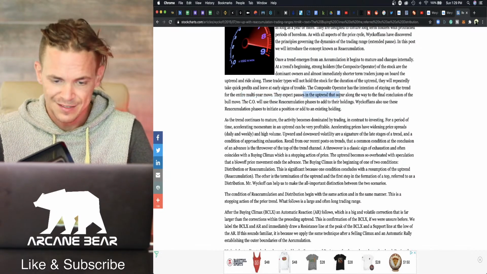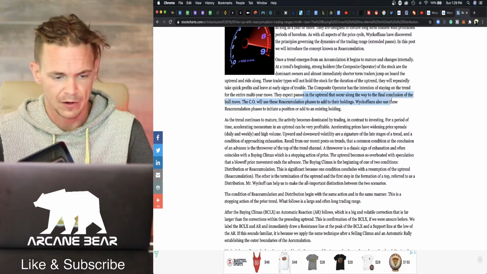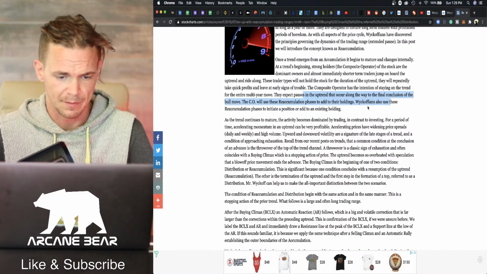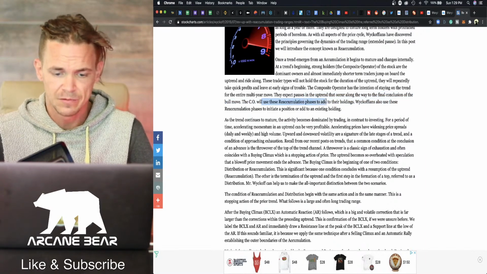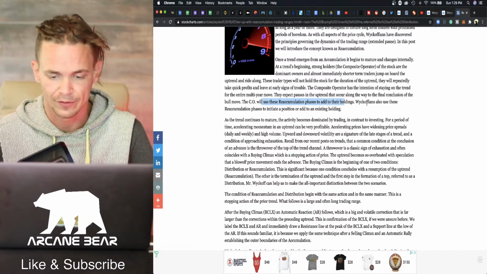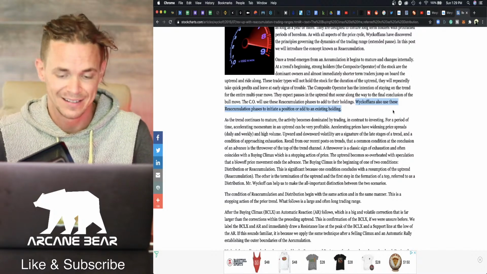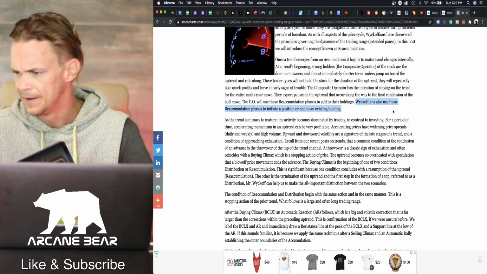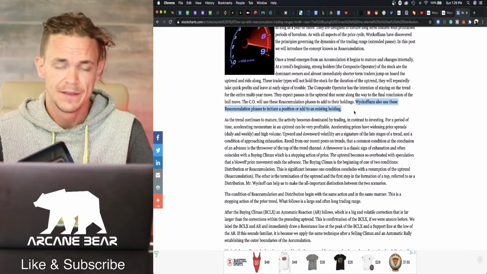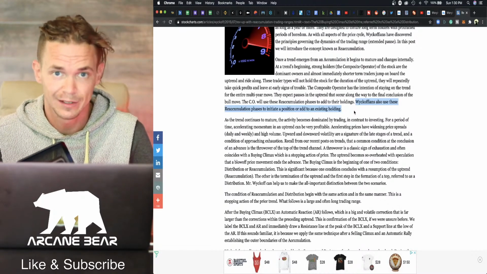They expect pauses in the uptrend that could occur along the way in the final conclusion of the move that the composite operator is looking for. We will use these reaccumulation phases to add to our holdings, while Wyckoffians also use these reaccumulation phases to initiate positions or add to the existing holding that they have. So again, these are in no way bearish for me. These simply represent new accumulation patterns.